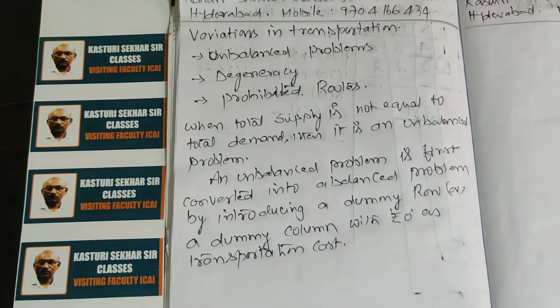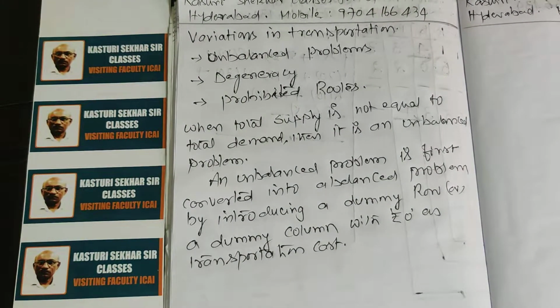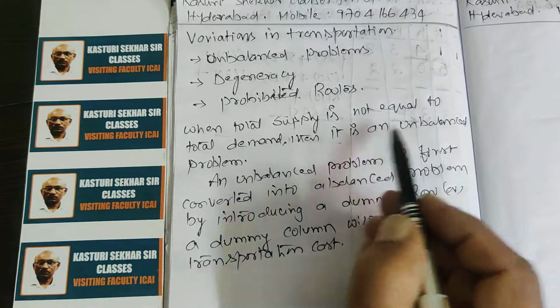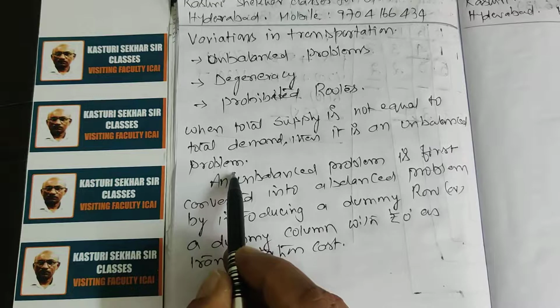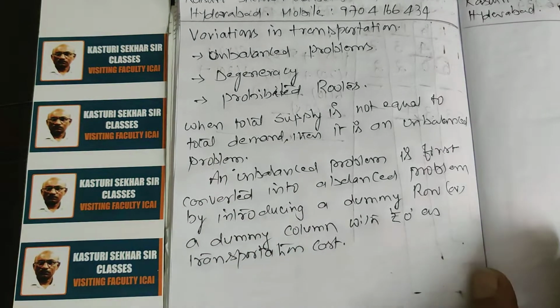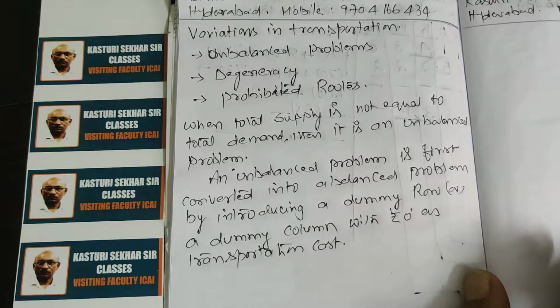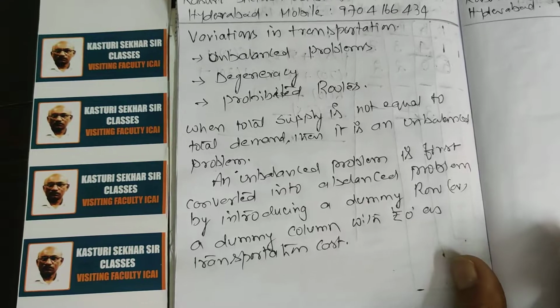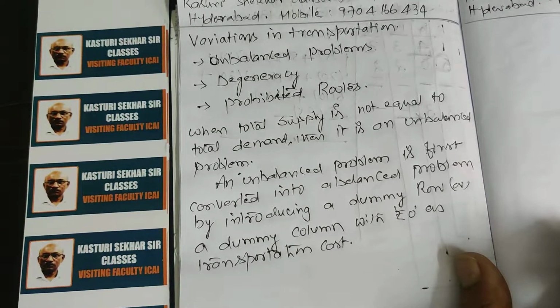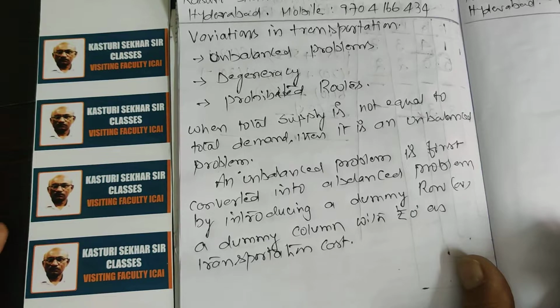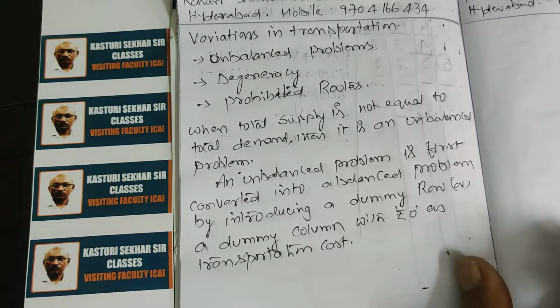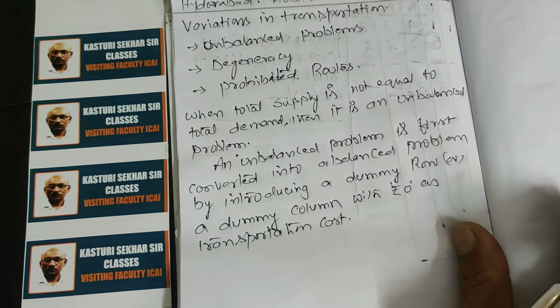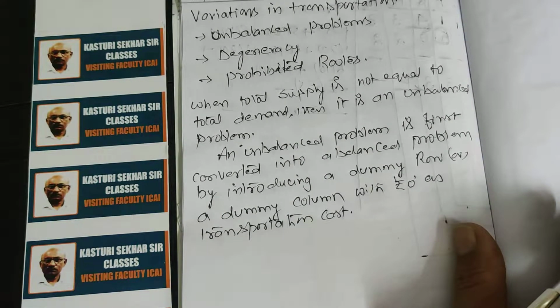Look at this point once again. When total supply is not equal to total demand, then it is an unbalanced problem, meaning an unbalanced transportation problem. And we all know unbalanced transportation problems have no solution. So to get a solution to the given problem, what is required? It should be converted into a balanced problem. How can we convert this into a balanced problem, sir?